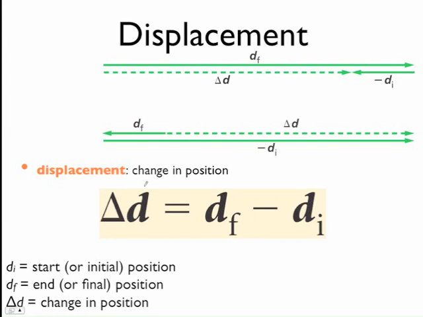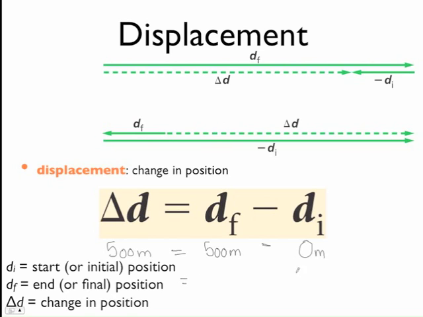Displacement is our other kind of equation that's like the time equation. Again, this delta just means change in, so we have change in distance. So again, if your initial distance was 0 meters and you ran 500 meters, your actual change in position, or your displacement, would be 500 meters.